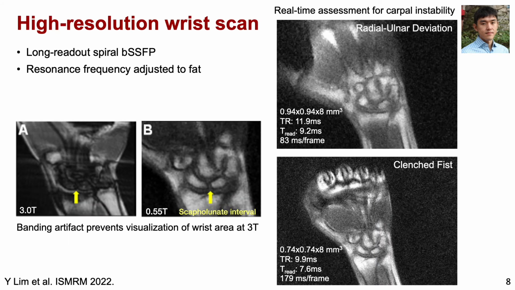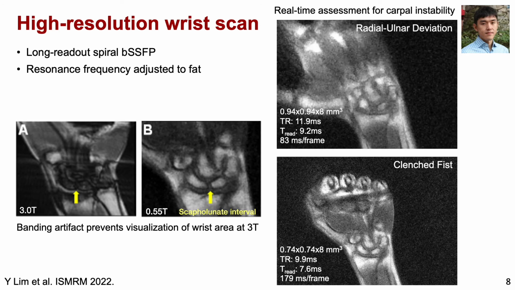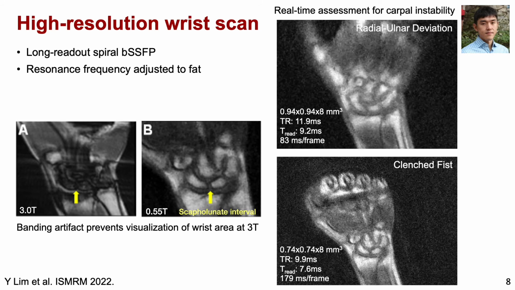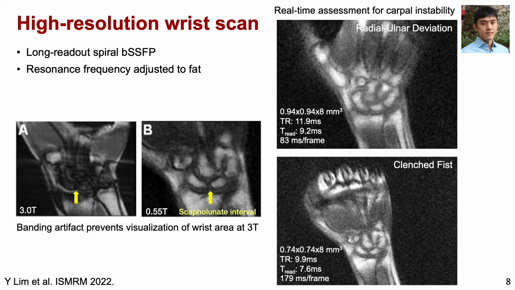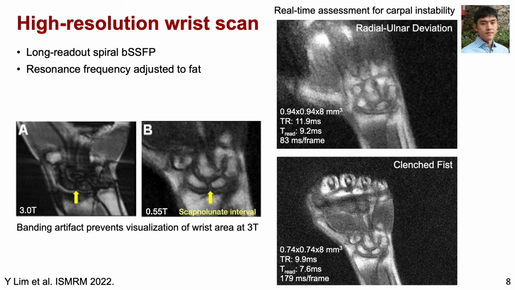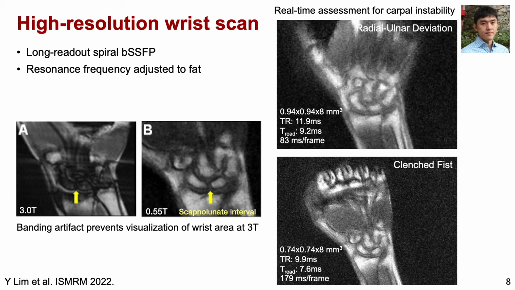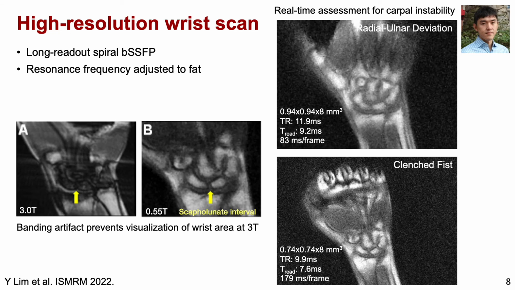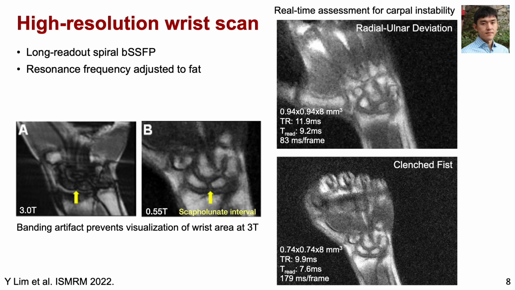Also, because we have a greatly improved ability to do bSSFP imaging, we are also pushing the limit of using a longer readout plus the bSSFP contrast. So here's an example of doing wrist imaging by using the long readout real-time bSSFP.